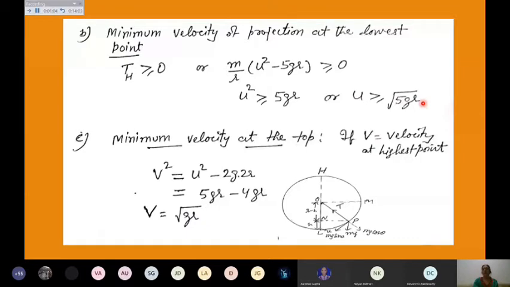And if the velocity is less than this, then of course the body or the stone will not be able to complete the vertical circle. So minimum you should have root of 5gr.